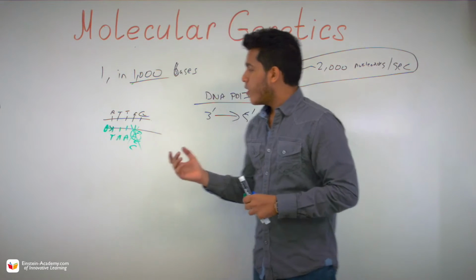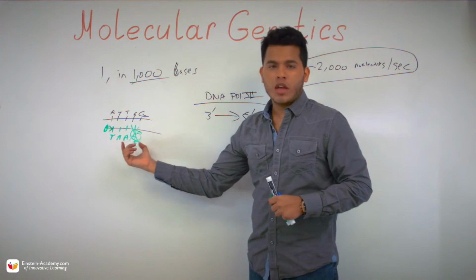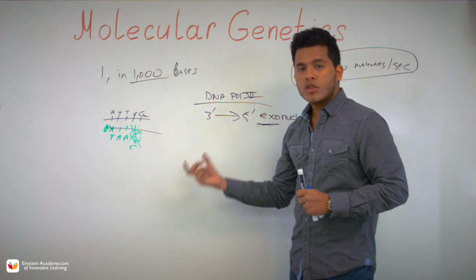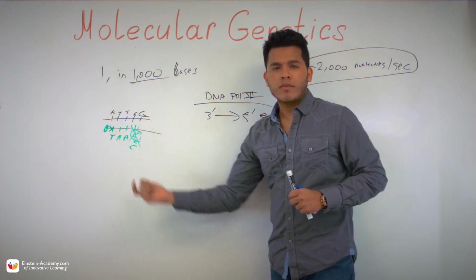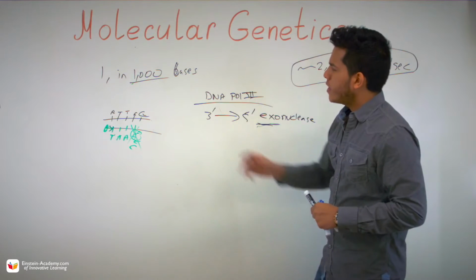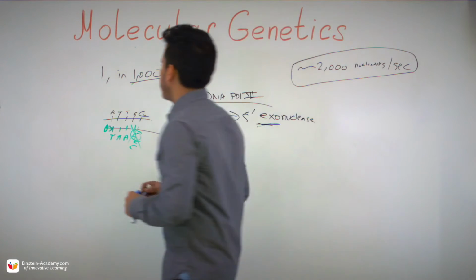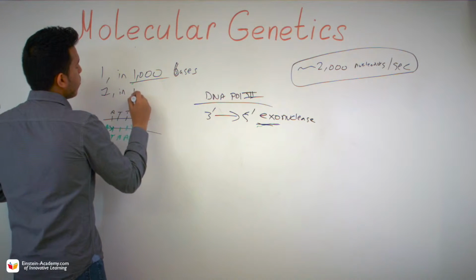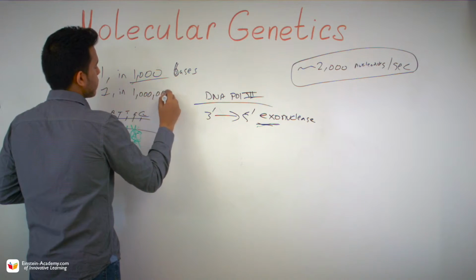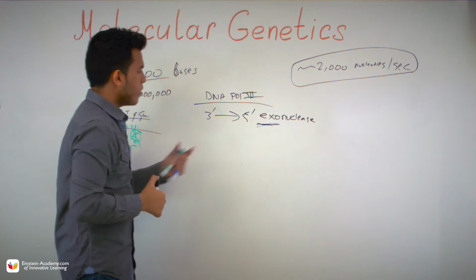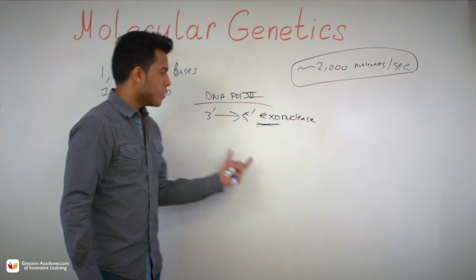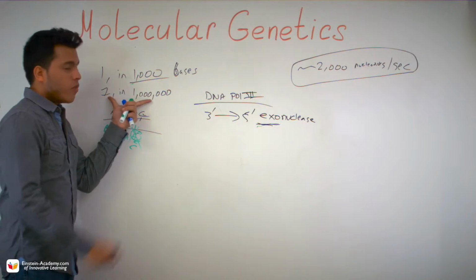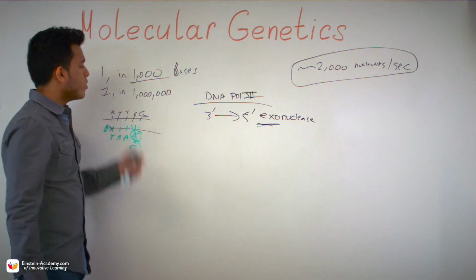It could remove a correct base sometimes, but more often than not, when DNA polymerase III moves back, it's to fix an error that was made. This is really fascinating, and it takes the accuracy to about 1 error in 1 million bases. So just because DNA polymerase III is able to do this, we've limited the amount of error when replicating our genome to about 1 in 1 million.